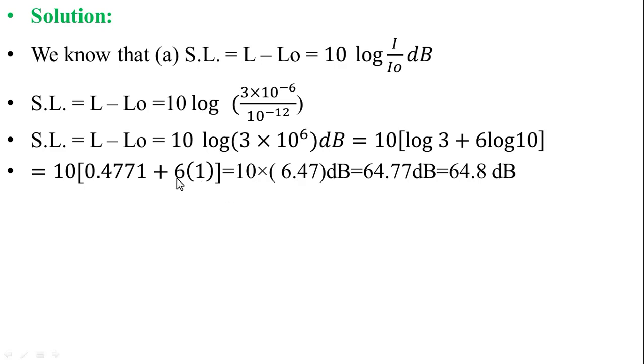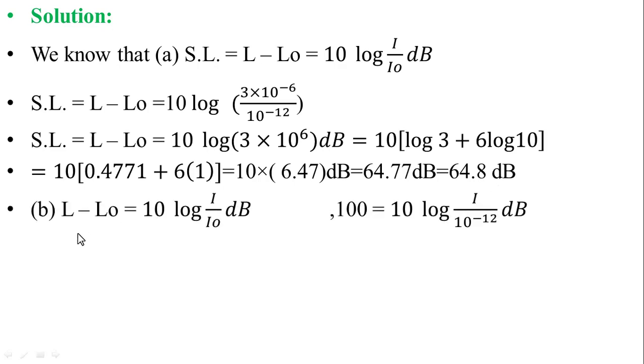6 ones are 6. Now we add 6 plus 0.4771, which is equal to 10 multiplied by 6.47 into decibel. Then 6.47 multiplied by 10 is equal to 64.77 into decibel. Then the final answer of the A part is 64.8 decibel.